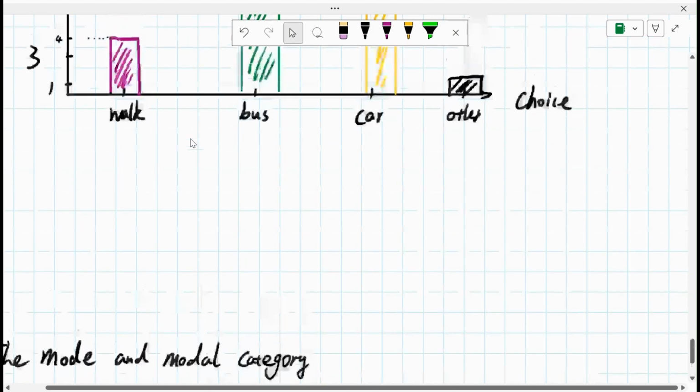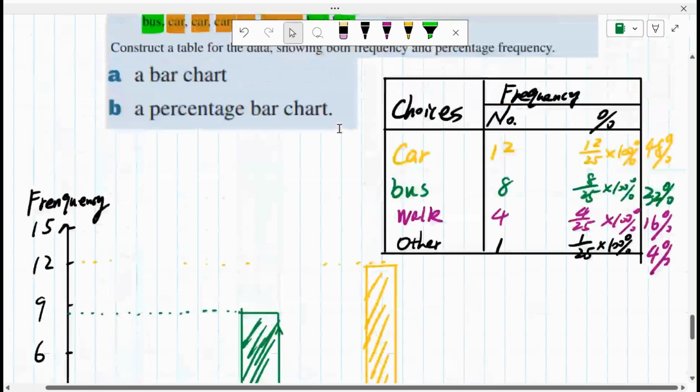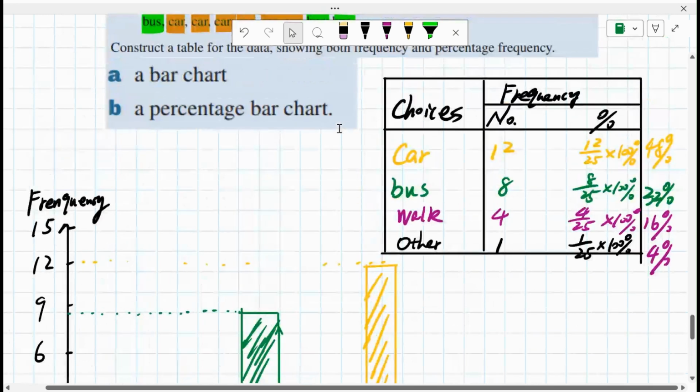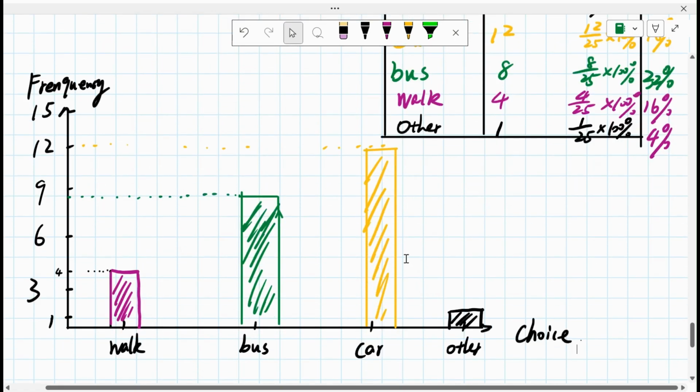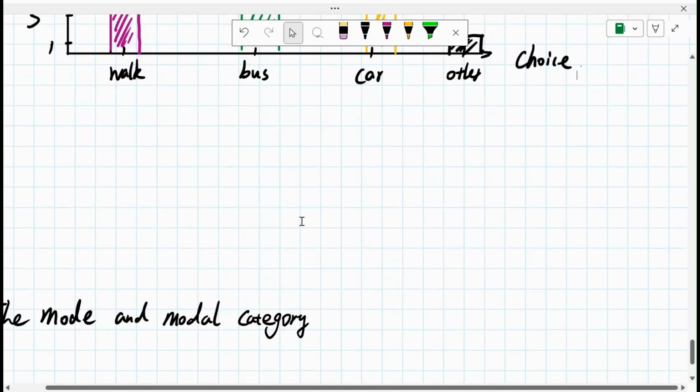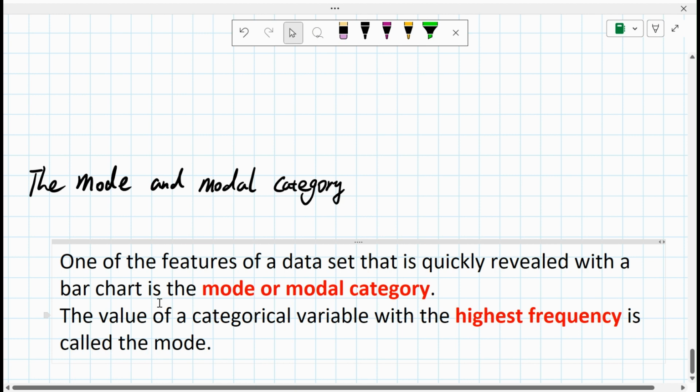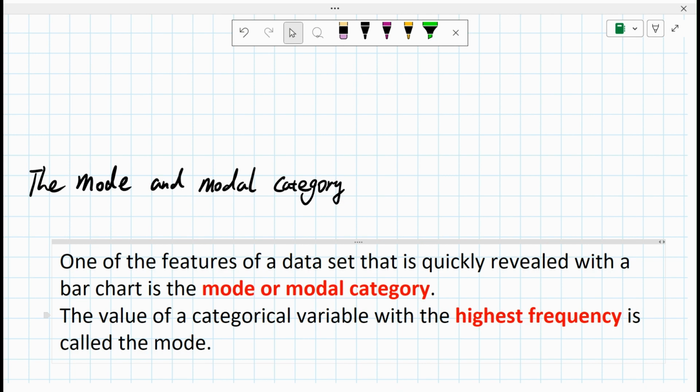And we could make the percentage one during the class as well. So I will show you how as well. And that's about it for today's lesson. And during the class, I'm still gonna try to ask about mood and modal categories as well. Okay, I will see you next time.